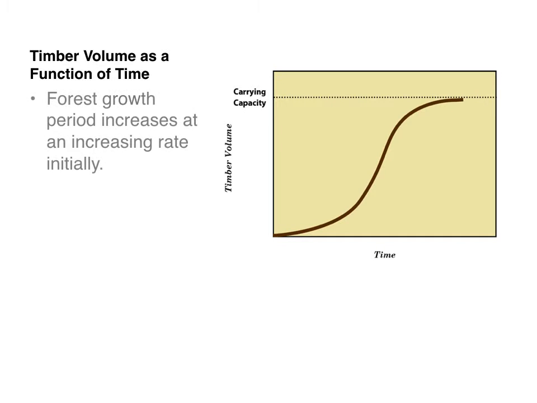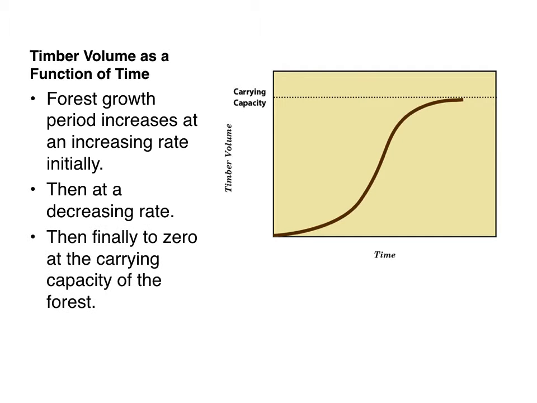And forest growth increases at an increasing rate initially. So you can see that increasing rate going on there. But then it goes at a decreasing rate. And then finally to zero at the carrying capacity of the forest. And so, this is a nice example of diminishing returns again. Now this is without any human involvement whatsoever.